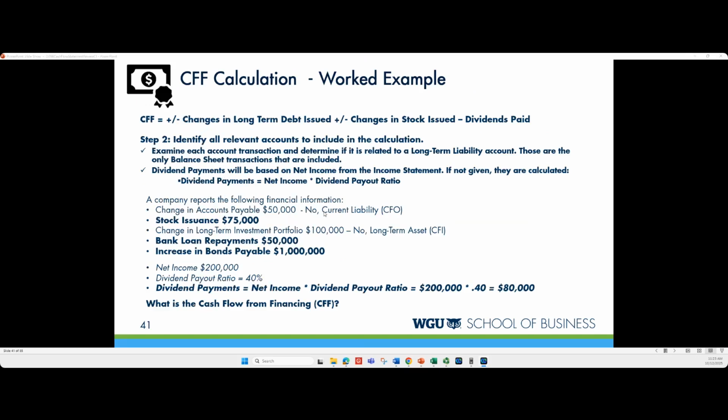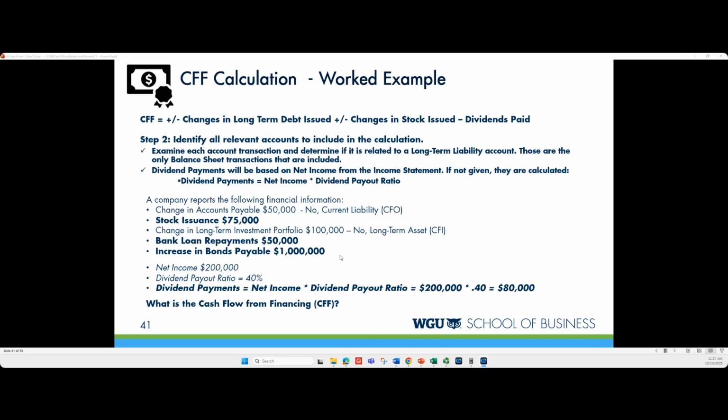So let's walk through. Our changes in account payable, that's not included. That goes into our cash flow from operations. We've issued stock. Yes, that's included. We've raised more capital through equity financing. Okay. Change in long-term investment portfolio. No, that's going to be a cash flow from investing on the asset side of the balance sheet. Now, bank loan repayments of $50,000. Yes, we're paying down a liability. And then increase in bonds payable, $1 million. Okay, we're raising more capital through issuing more debt.